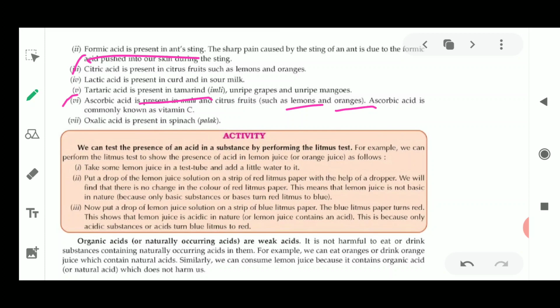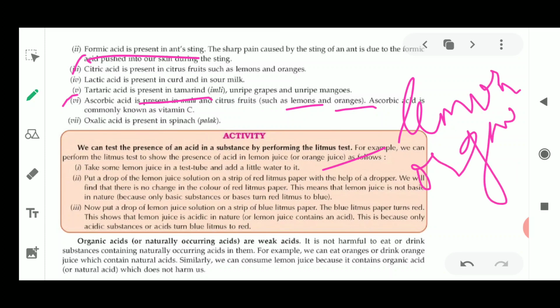What is litmus? I have already told you that it is an indicator obtained from a natural thing, that is lichen. It is obtained from the extract of lichen. So what is this activity about? Let's read. This activity says we can test the presence of an acid in a substance by performing a litmus test. For example, we can perform a litmus test to show the presence of acid in lemon juice or orange juice, as follows. Now what you have to do is take some lemon juice or some orange juice.